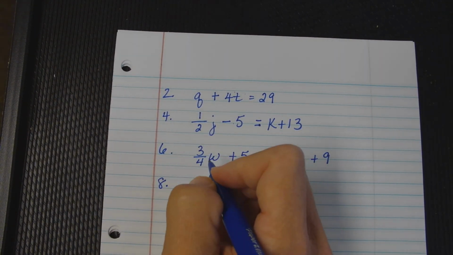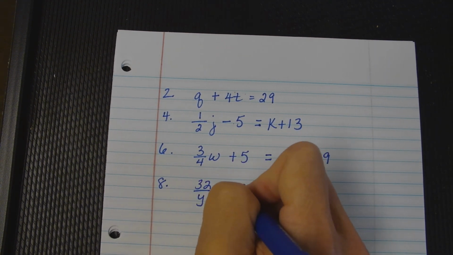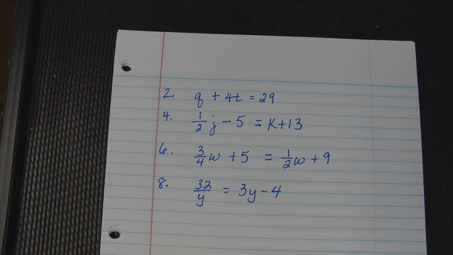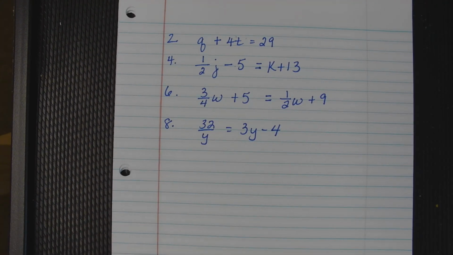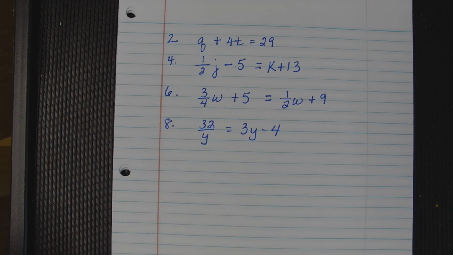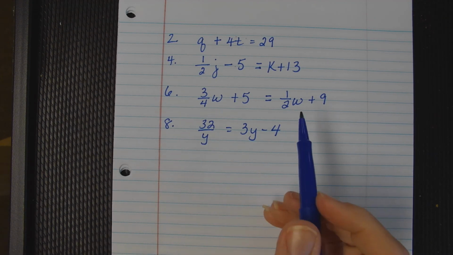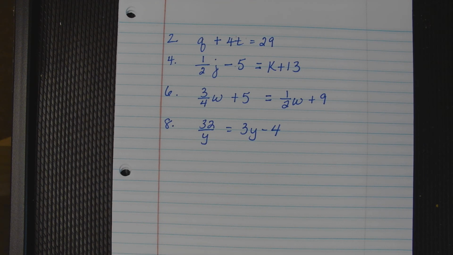And number 8 on this page, this one was tricky. 32 over Y equals 3Y minus 4. Number 8, it just says 32 divided by Y. That's all you write. Equals the product of 3 and Y minus 4. Any questions on 2, 4, 6, and 8?